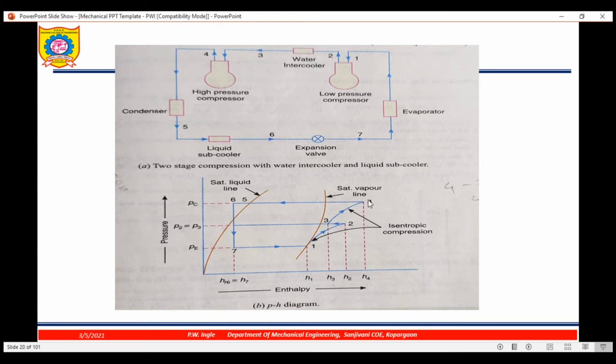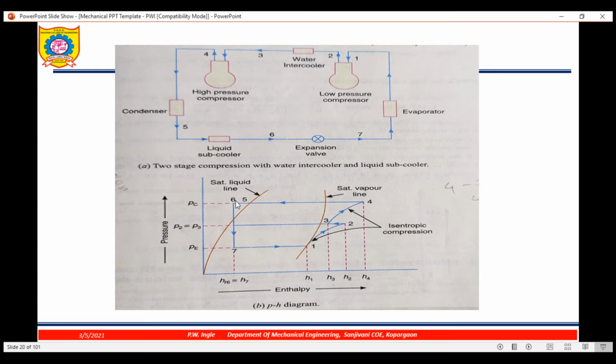Now the 3 to 4 process is what? It is isentropic compression in the high pressure compressor. After that, process 4 to 5 is condensation. So you are getting state 5 as a complete liquid refrigerant. Now 5 to 6 is what? It is undercooled by using the liquid subcooler. That's why it is known as liquid subcooler.